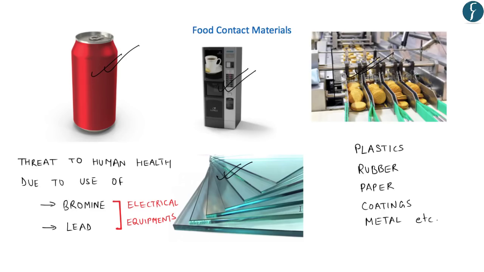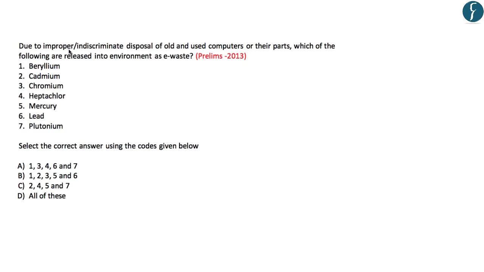So with regard to e-waste, a question has already been asked in the year 2013. The question read, due to improper and indiscriminate disposal of old and used computers or their parts, which of the following are released into environment as e-waste? This question was particularly asked in the prelims of 2013. The options were beryllium, cadmium, chromium, heptachlor, mercury, lead and plutonium. And there were various options given.